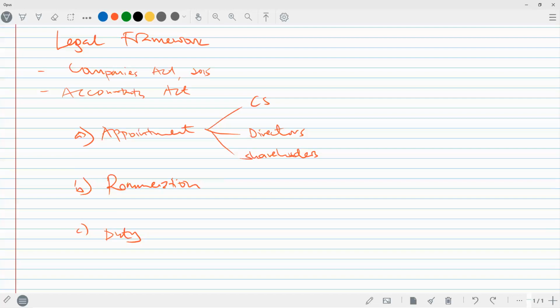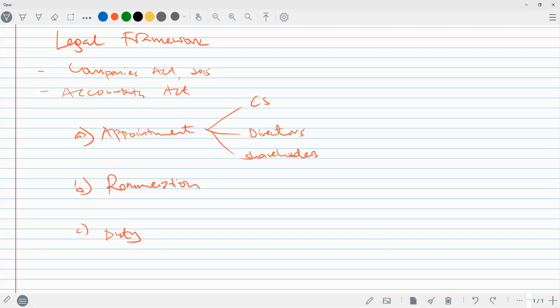You must form an opinion as to the financial statements of the company, those 5 sets of accounts: the income statement, the balance sheet, the cash flows, the notes, as well as the changes in equity. So you must give an opinion at the end of the day. That is going to be one of your core duties as the external auditor.